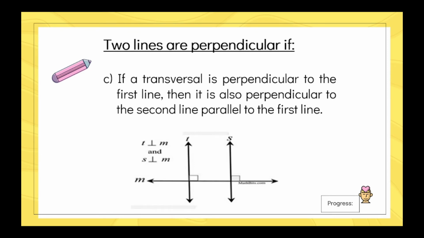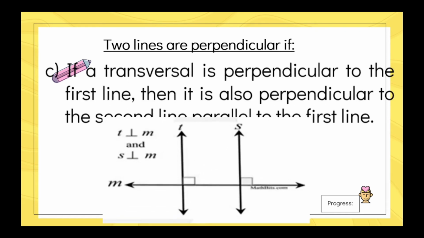Next, two lines are perpendicular if a transversal is perpendicular to the first line, then it is also perpendicular to the second line, parallel to the first line. Katulad itong figure, line T, perpendicular siya sa transversal line M. Si line S naman, perpendicular din sa transversal line M. So, kung si line S ay perpendicular at si line T ay perpendicular, ibig sabihin yung dalawang line na yon ay parallel to each other, and they are perpendicular to the transversal line.